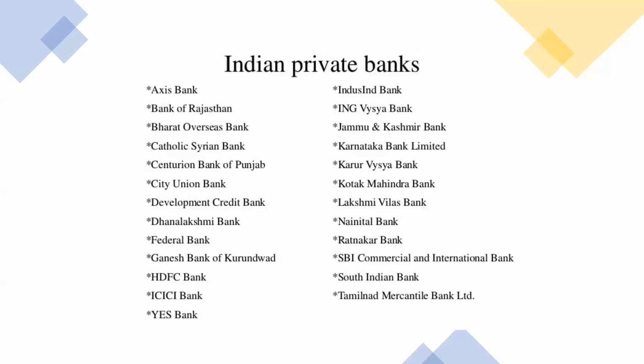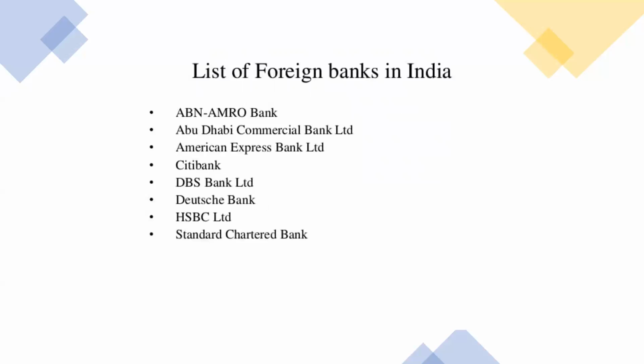Indian private banks are Axis Bank, City Union Bank, Bank of Rajasthan, HDFC, ICICI, Yes Bank, Development Credit Bank, Federal Bank, Kotak Mahindra Bank. These come under the Indian private banks. The list of foreign banks in India includes Citibank, HSBC Limited, Standard Chartered Bank, DBS Bank, American Express Bank. These are all foreign banks which are performing in India.